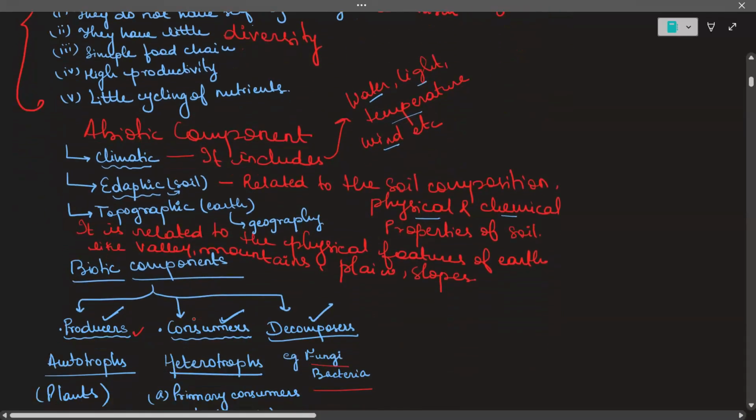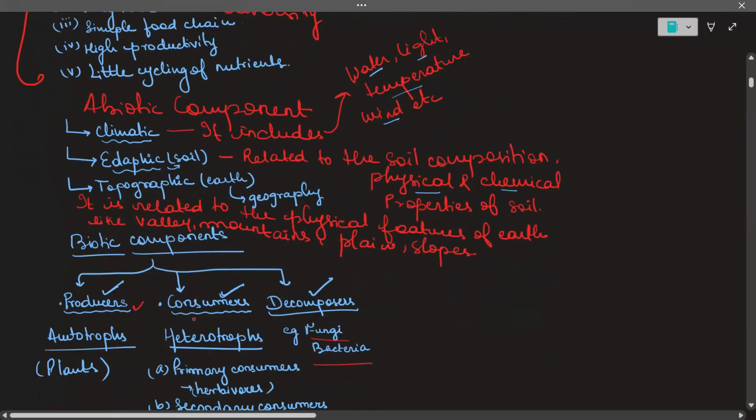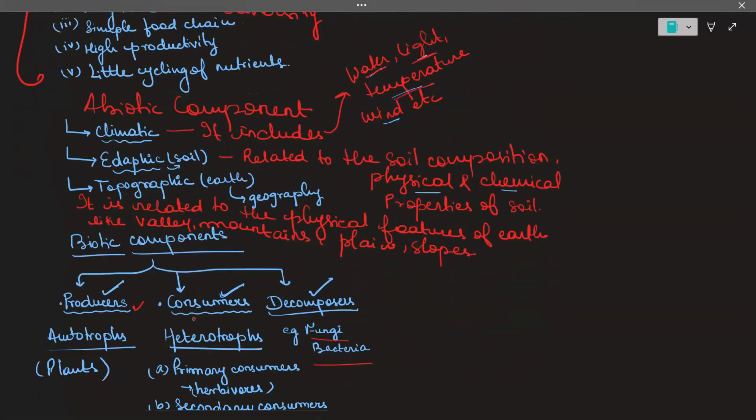Now talking about the abiotic components. The climatic components include the water, the light, temperature, wind, all of this would come in the climatic part. Then the soil part, anything that is related to the soil is called edaphic. So physical composition of the soil, chemical composition, like whether it is sandy soil, loamy soil, clay soil, whether it has a lot of iron, whether it has a lot of sulfur. Depending upon that, there are so many different kinds of soil. And depending upon the geography of Earth, valleys, mountains, plains, slopes, all of these are also the abiotic components of our ecosystem.